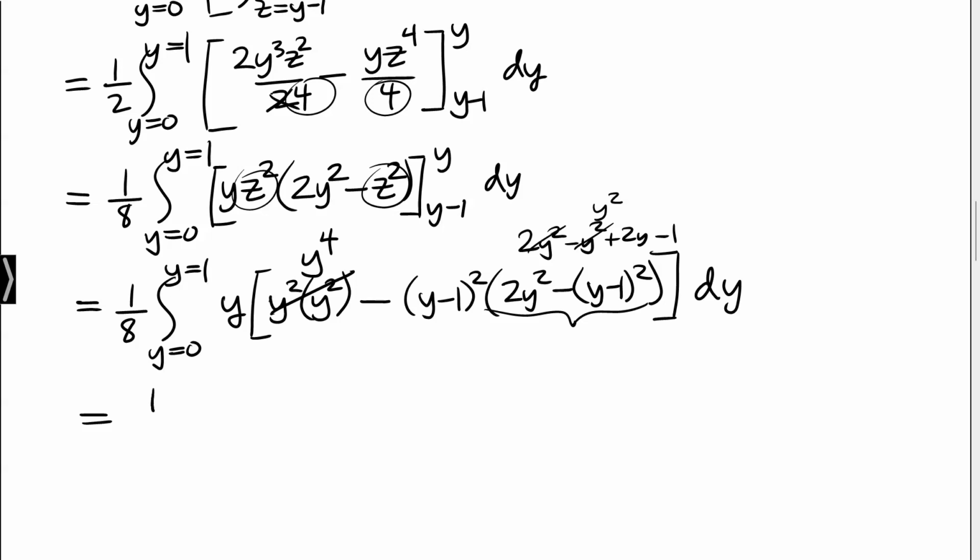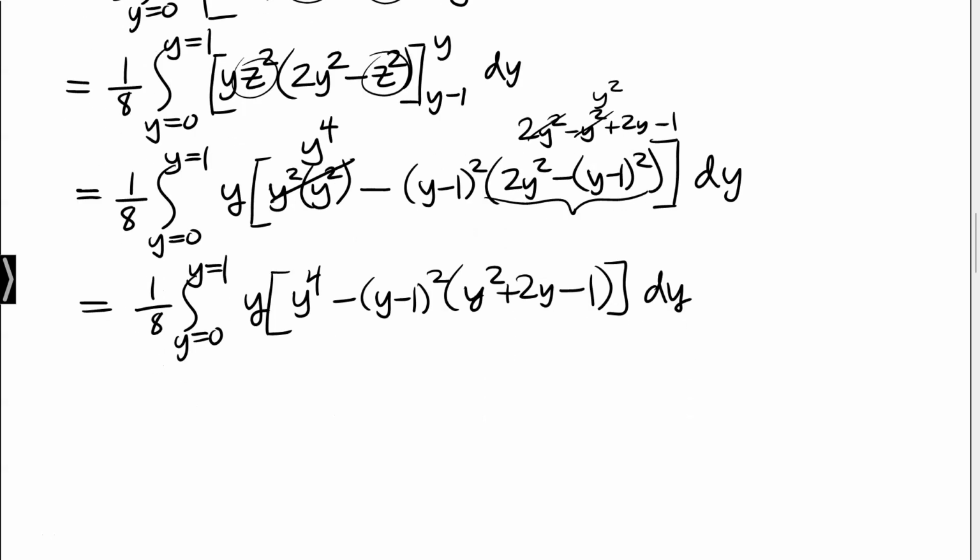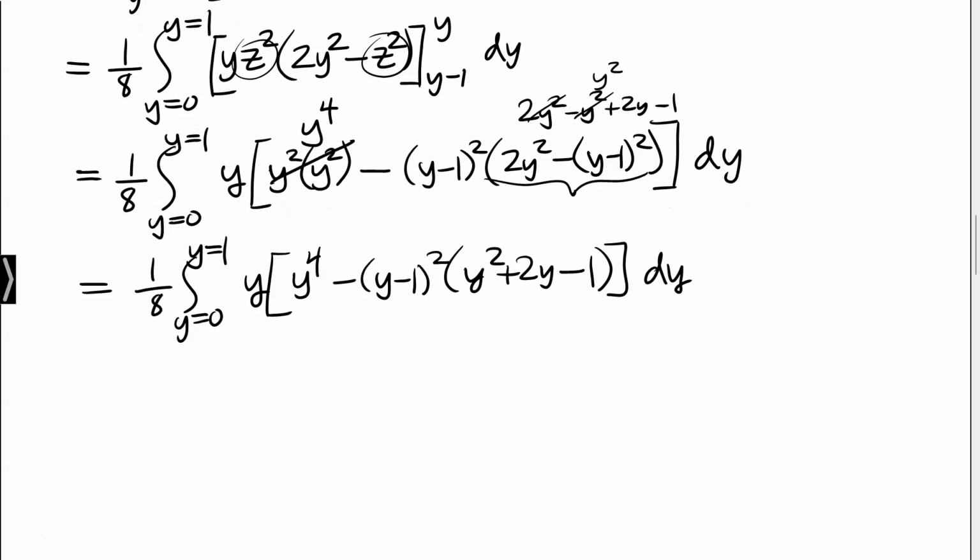I don't want to do too many steps at once or I'll confuse myself here. Okay, we got y to the 4th minus y minus 1 squared times y squared plus 2y minus 1. This is really the tedious part. This is not calculus. This is a polynomial. The only way you can mess up integrating a polynomial is if you make some silly algebra mistake, so I'm not really worried about this step. It's that you understand how to evaluate the process.